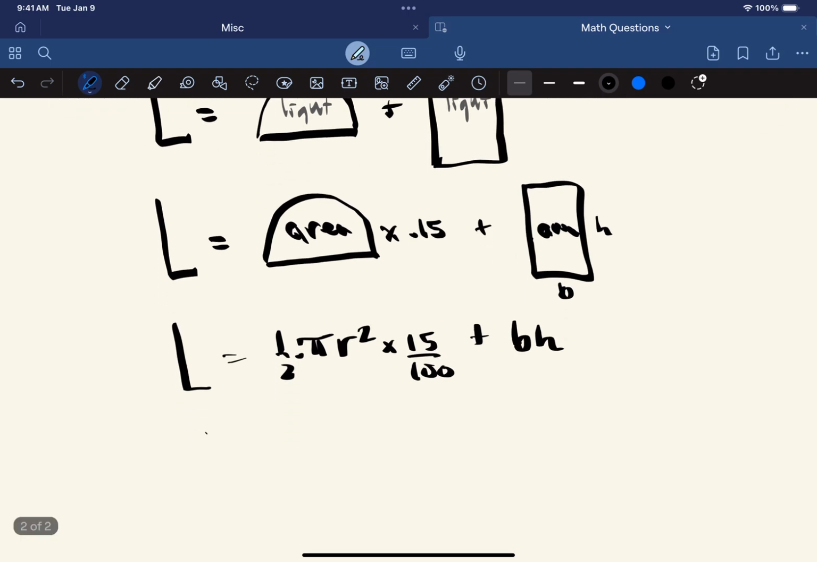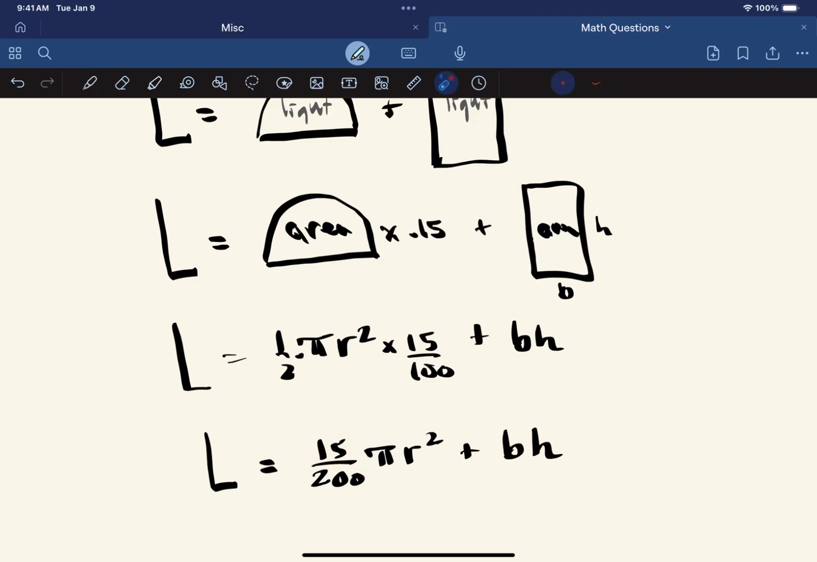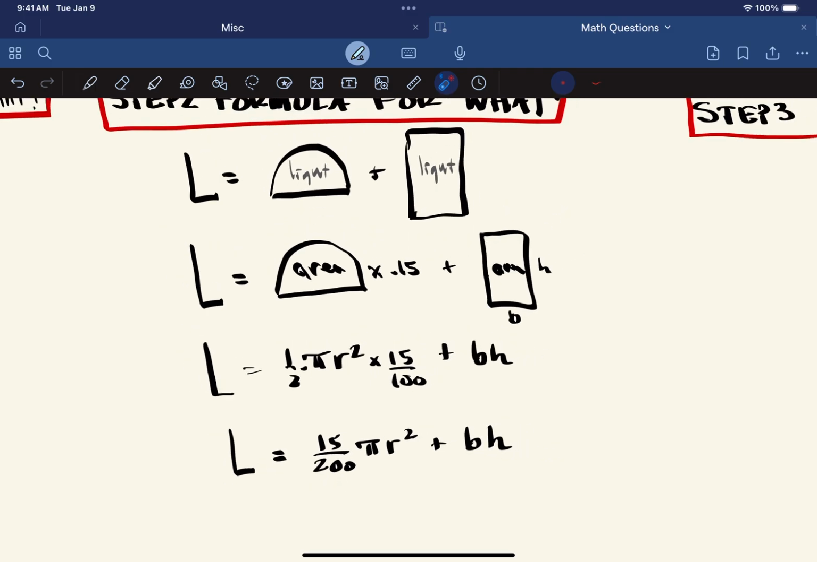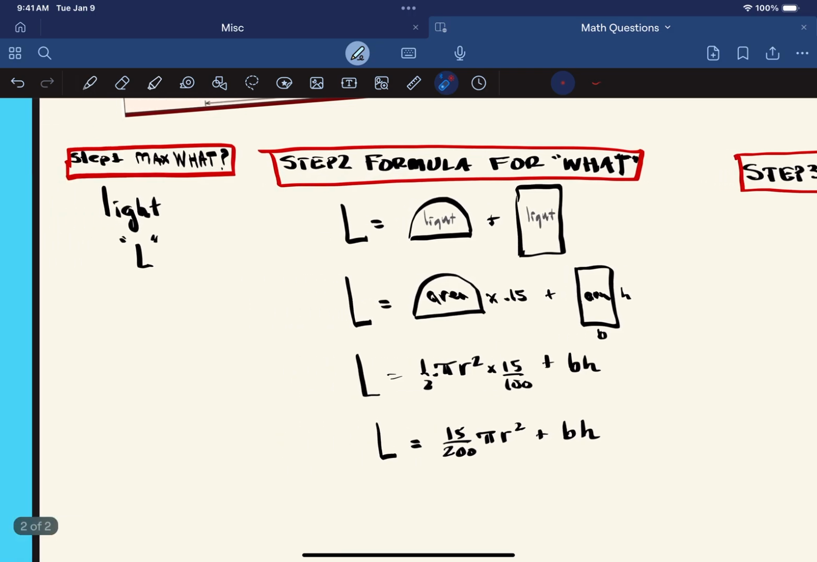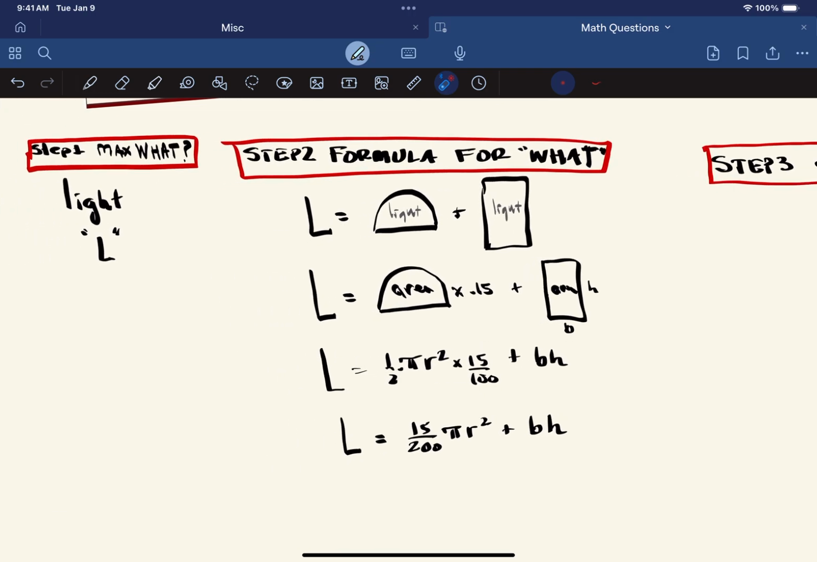So I could simplify this just a tiny bit, and I could say that the amount of light is equal to a half. Well, I could multiply that half times 15 over 100. So maybe we can call that 15 over 200 times pi times r squared plus base times height. Now I know you could go on and simplify this, but as you know, simplifying is for the birds, and I ain't no bird. All right, that takes care of my second step, getting a formula for what it is that we're trying to optimize.